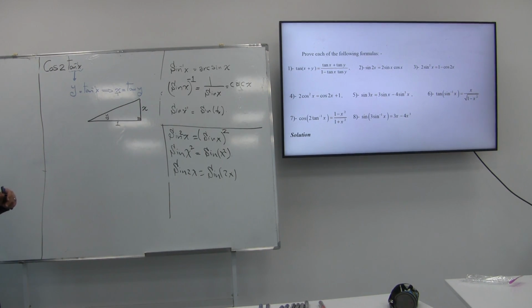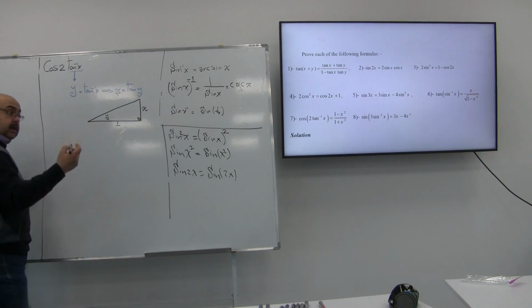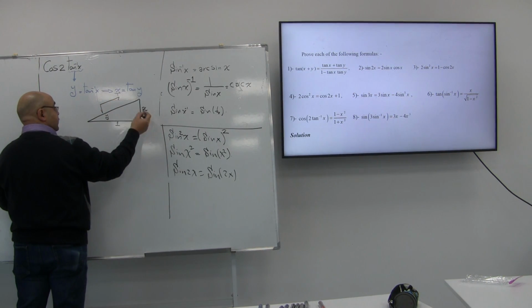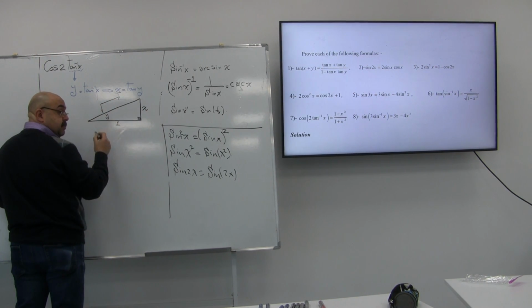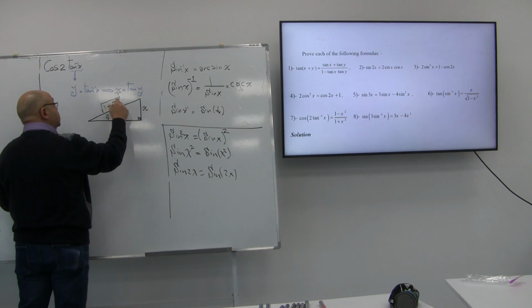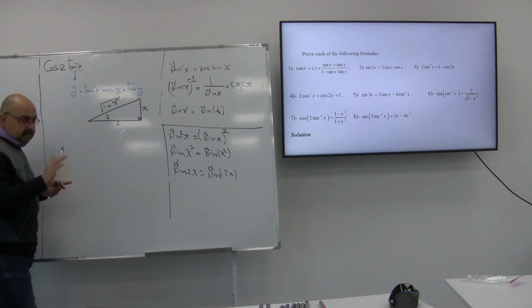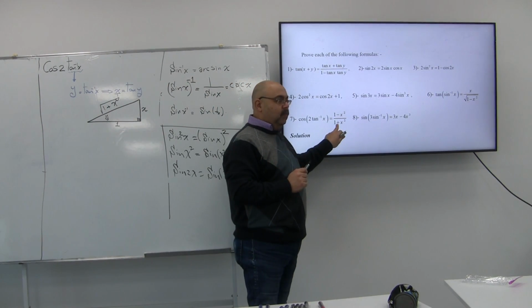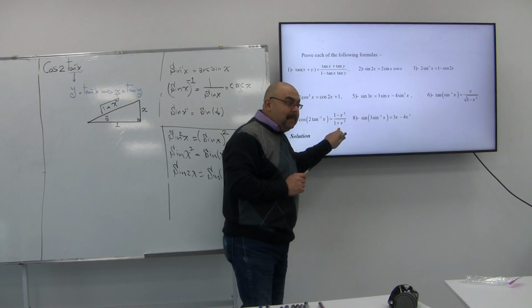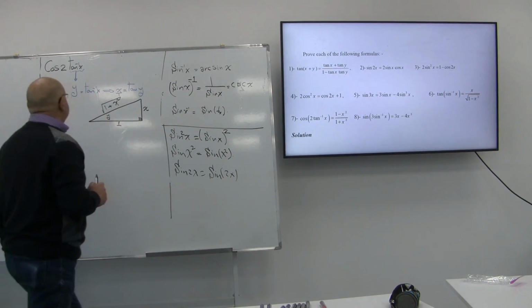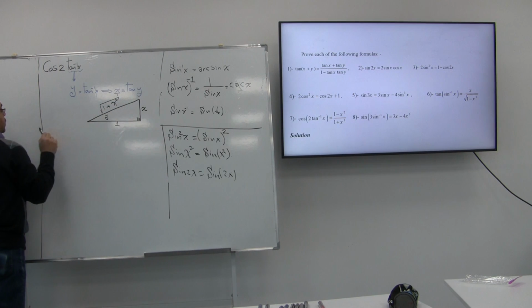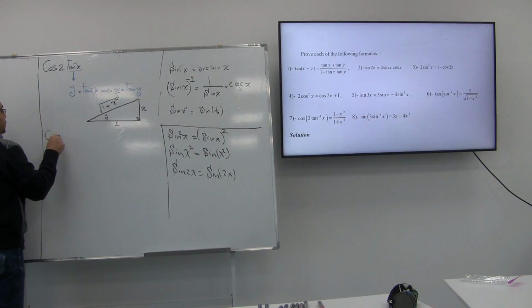Now I can get the value of the hypotenuse. The hypotenuse will be the root of this number squared plus this number squared, so it's going to be root of 1 plus x squared. I believe we are on the right track because I start to see 1 plus x squared. Okay? Very good. So now I have the triangle and I want to use it, but there is a problem.